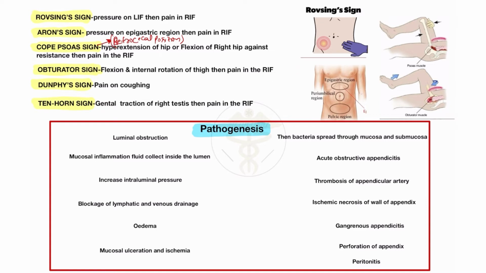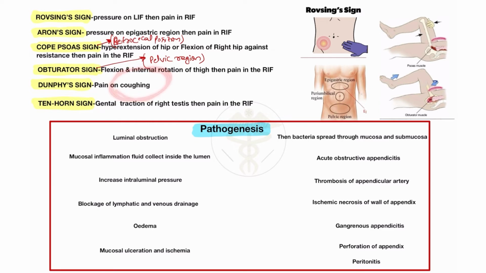So mostly you will see the obturator sign when the appendix is present in the pelvic region. When the position of the appendix is in the pelvic region, the obturator sign is mostly seen, and Schwarz sign is mostly seen in the retrocecal position of the appendix. So please learn this: when the position of the appendix is such, which sign you will see. These are the Rosin sign, Aron sign, Schwarz sign, and obturator sign. Dunphy sign, you will see when the patient has coughing.